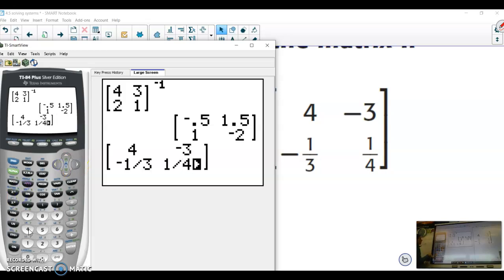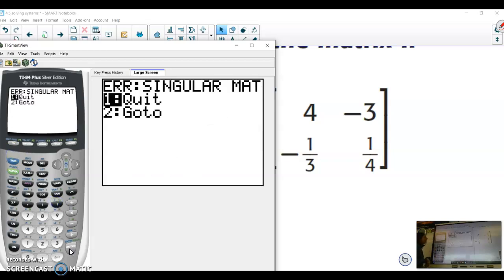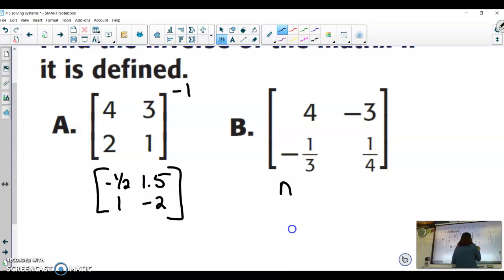Right, so I put in everything, and now I want to find the inverse, so I hit the x to the -1 key, and I hit enter, and in this case, you get a singular matrix error. So what that means is that this one has no inverse. Basically, that means that if these were lines that we were graphing, they would be parallel lines. So that's kind of what causes that to occur, but that matrix does not have an inverse.